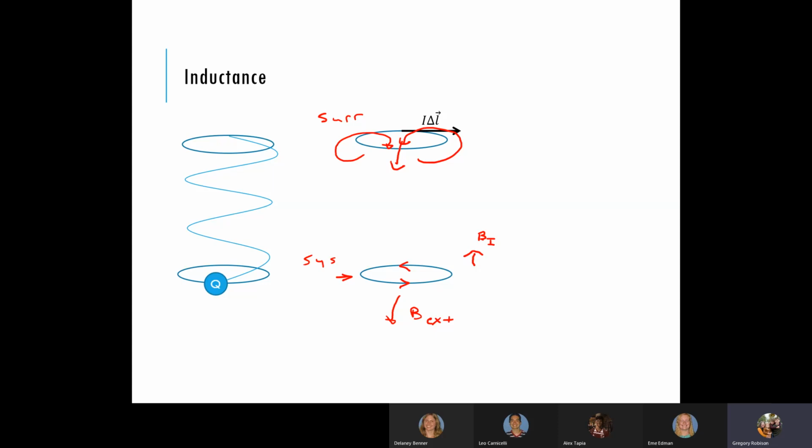Yeah, B external is going down, which means my induced current runs in the opposite direction.